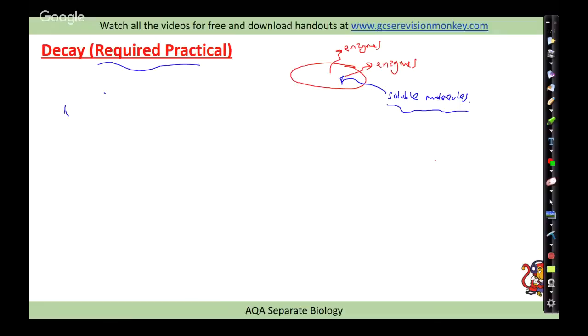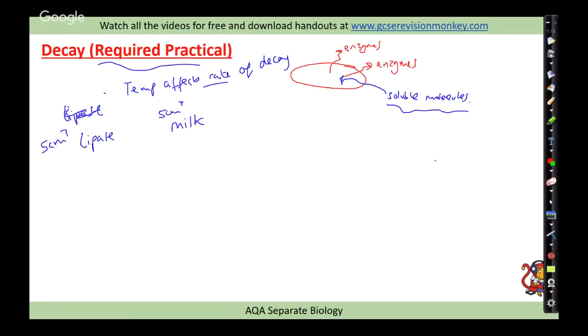First of all, we're going to use the enzyme lipase, or they may give you an example of any enzyme in the exam. So they might be talking about something else in a completely different situation. So we've got lipase. Lipase breaks down lipids, and we find lipids in substances such as milk. What we're going to do is see how temperature affects the rate of decay. So what we need is a known volume of lipase that we've measured out using a pipette or a measuring cylinder, and the same of milk.